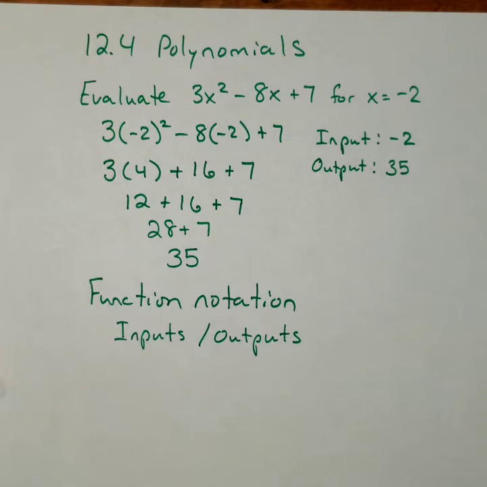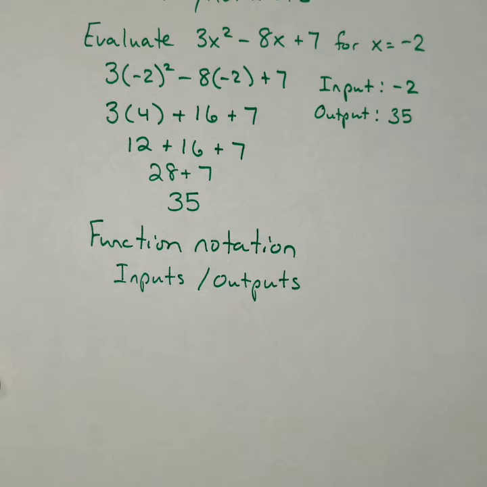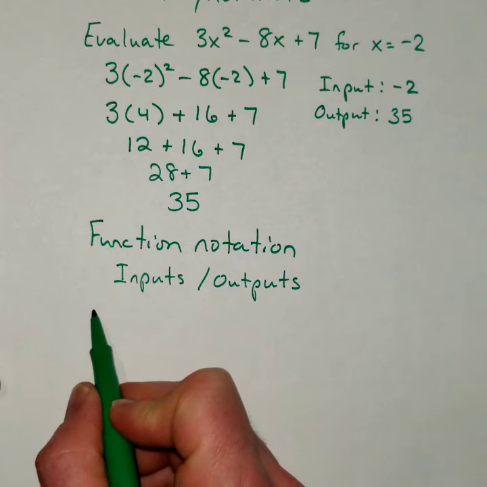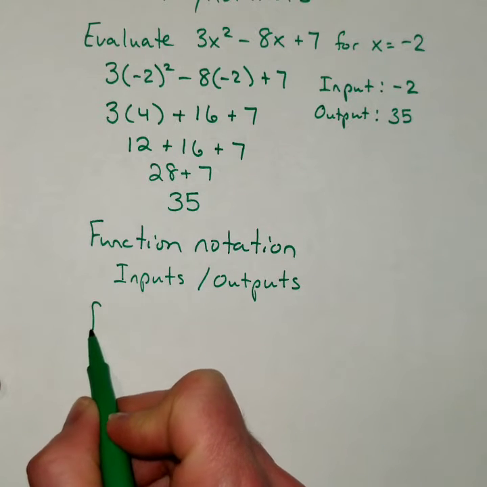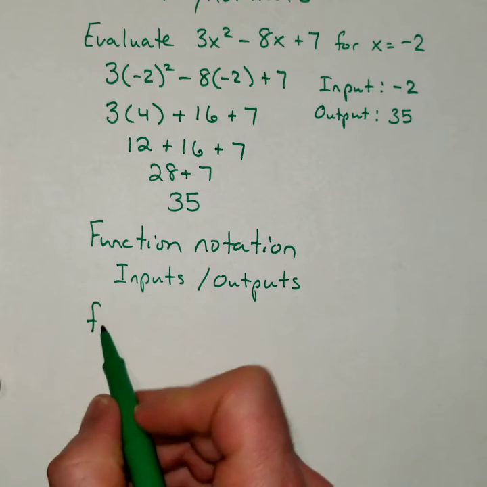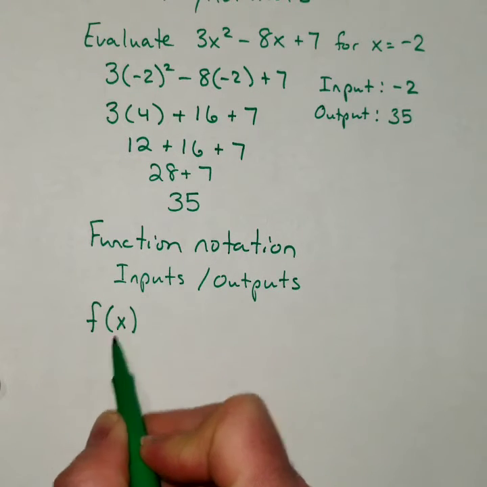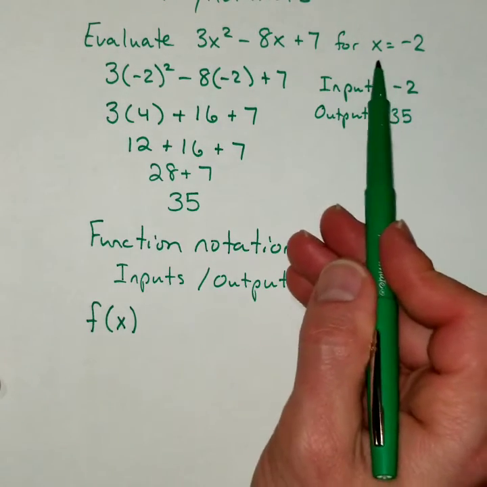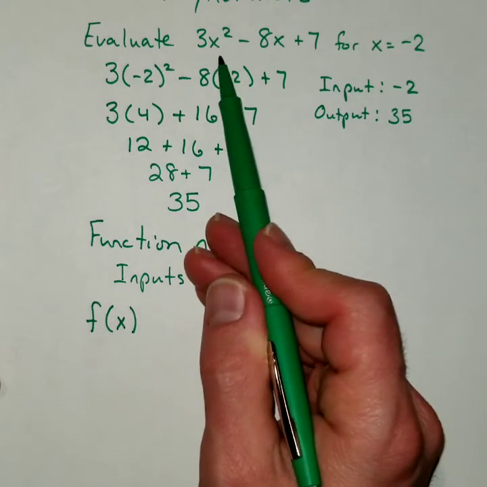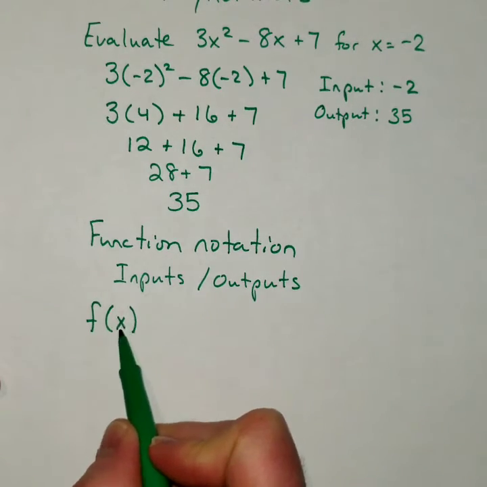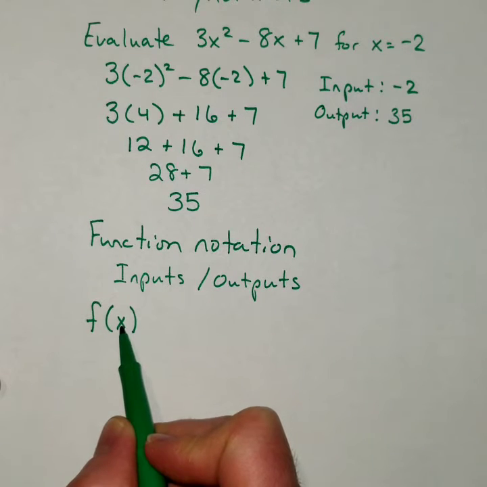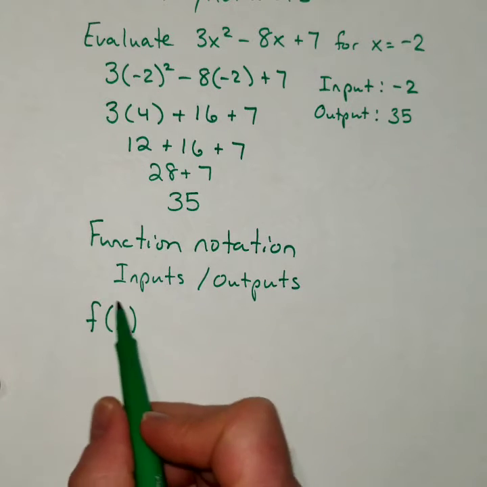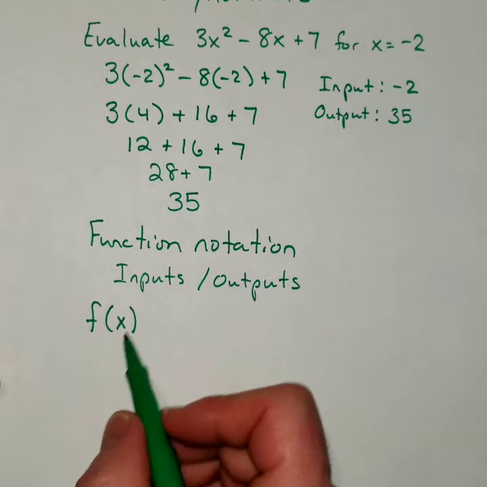Now function notation wraps all the stuff in kind of a nice tidy notation. What we're going to do is we're going to often use the letter f to represent a function. And in parentheses we're going to put an x. Now we notice up here the x was the thing we plugged in, right? x equals -2, that's what we plugged in. So the thing in parentheses is the thing we're plugging in. So here the x is the input, the f of x, this notation, is going to be the output.